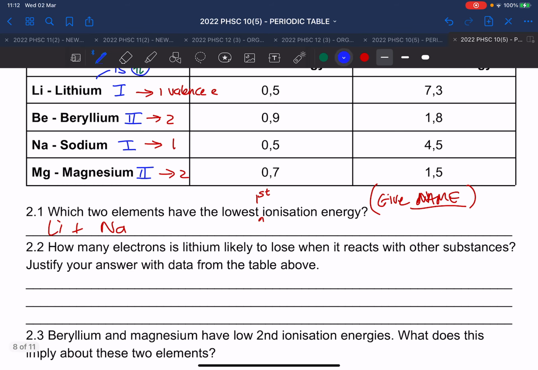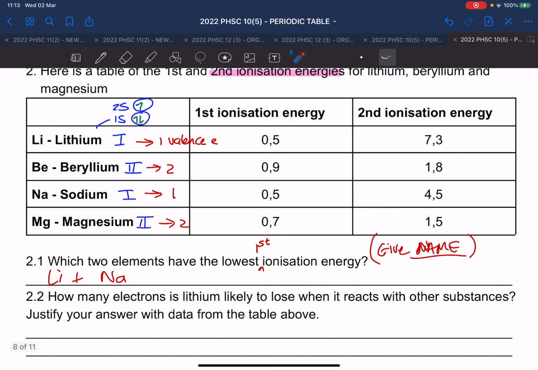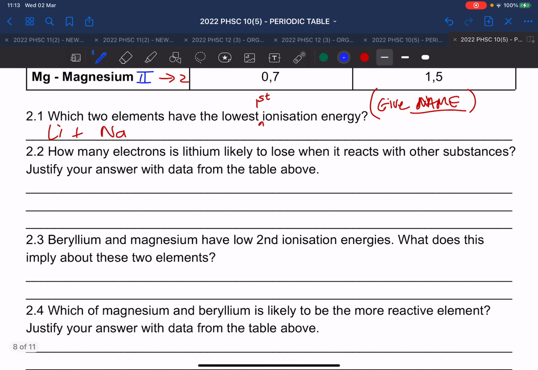How many electrons is lithium likely to lose when it reacts with other substances? Justify your answer with data from the table. Now, this question can count 3 or 4 marks. So I'm going to explain where you get your marks. If we look at lithium there, we see the first ionization energy is low, the second one is high, meaning it is most likely to lose 1 electron. So that's your first mark if you say 1 or write the word out.